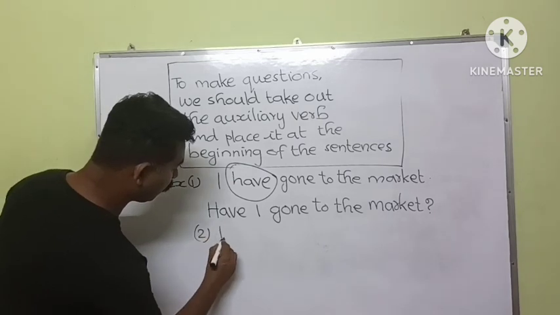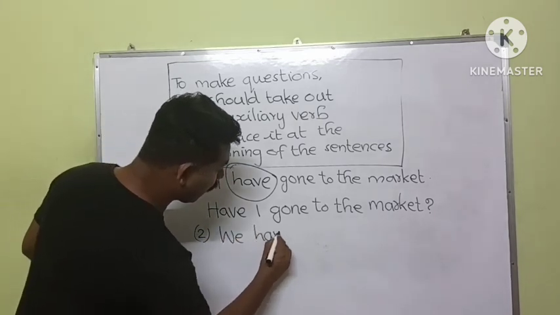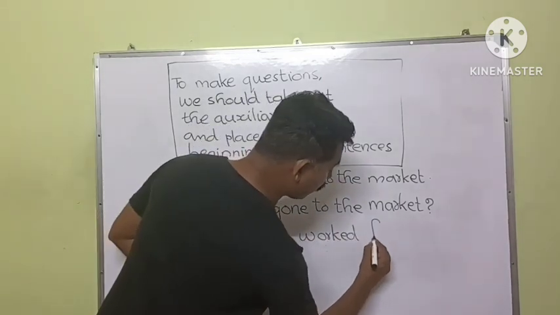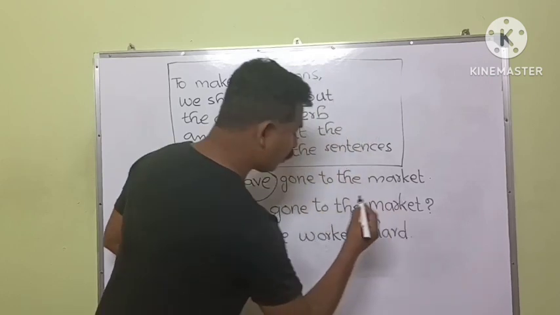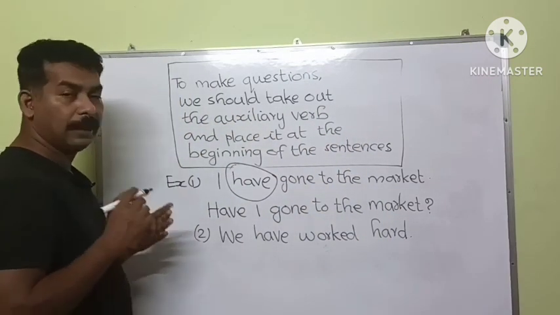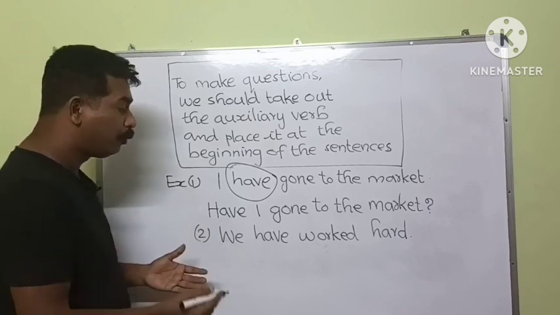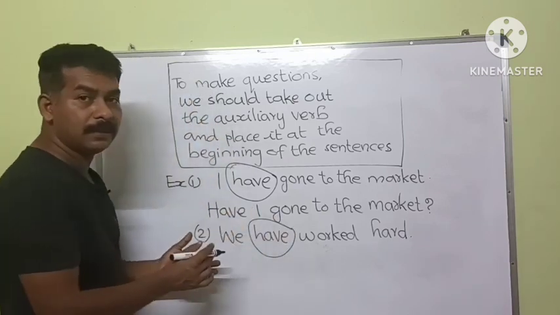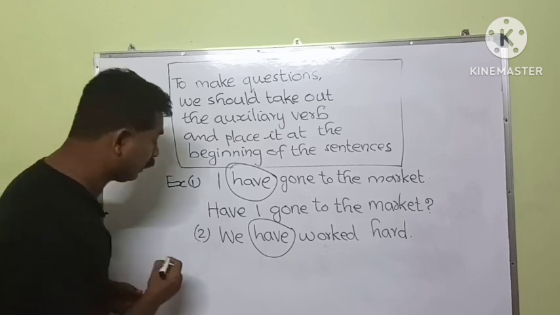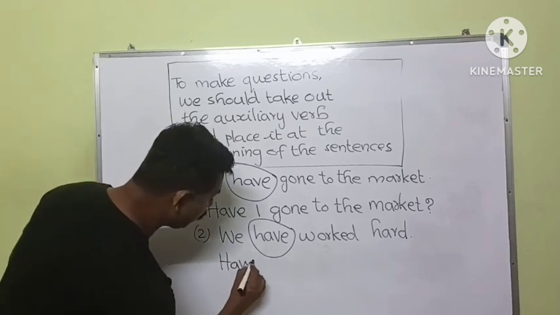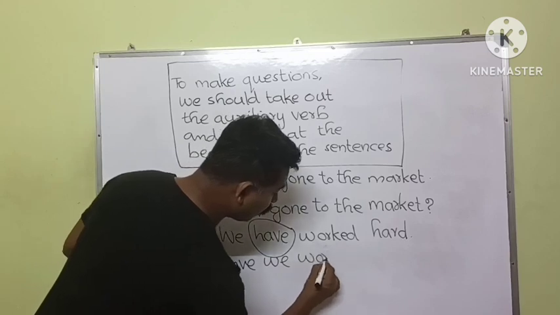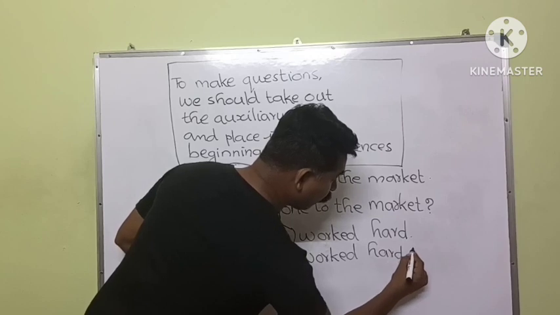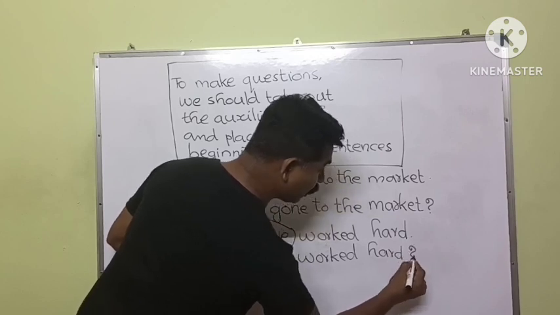Example number 2. We have worked hard. Full stop. No doubt it is an affirmative sentence. To make it into a question, we must pick out the auxiliary verb from the sentence and place it at the beginning of the sentence. Answer: have we worked hard? Then instead of full stop, we must keep a question mark.